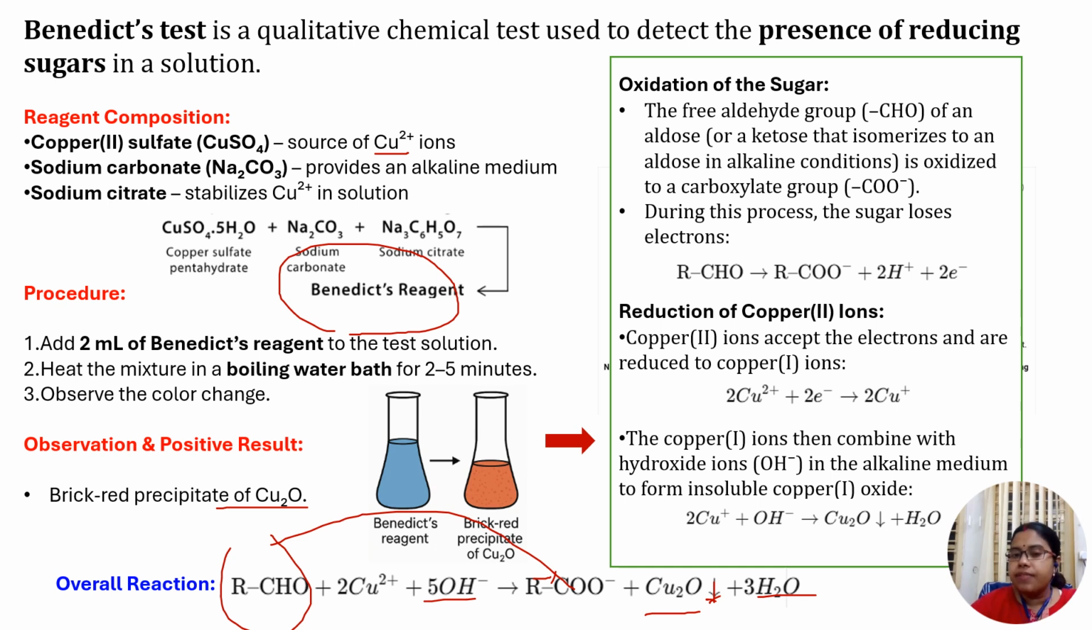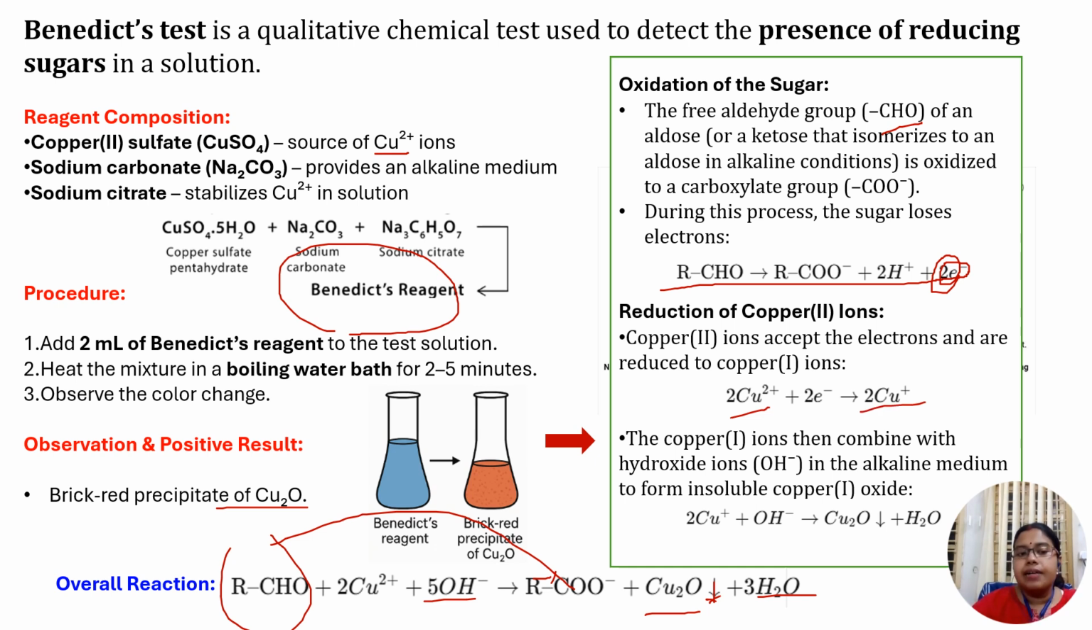So the oxidation of sugar, if we describe what is the oxidation reaction and reduction reaction: the free aldehyde group from the glucose or any aldose is oxidized to a carboxylate group, RCHO to RCOO minus, and then 2 electrons are generated. These 2 electrons will be accepted by the copper plus 2, which can derive from the Benedict reagent, and it will convert it to the copper plus.